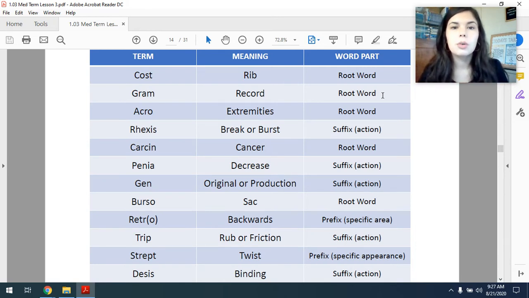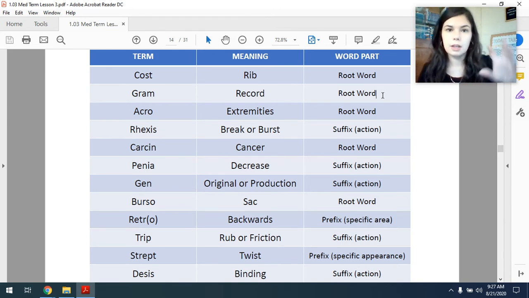A burso, or a sac, is a root word because it is a part of the body. Retro, backwards, is actually a prefix. The reason it's a prefix is because typically retro is describing a specific area of something. So it might say retroperitoneal, and it's at the beginning of the word describing where something is located. Trip means rubber friction, and it is a suffix because it's an action.